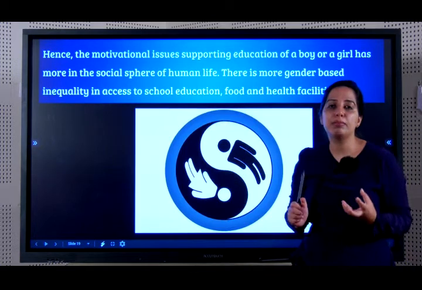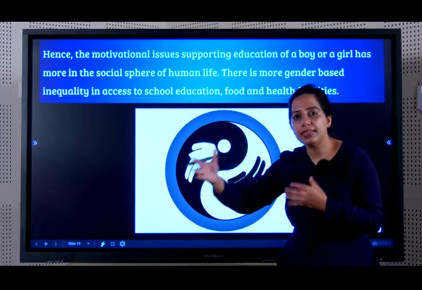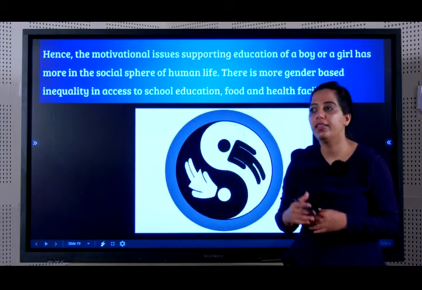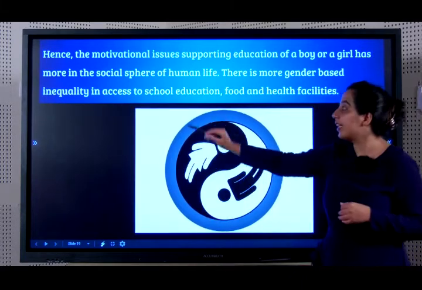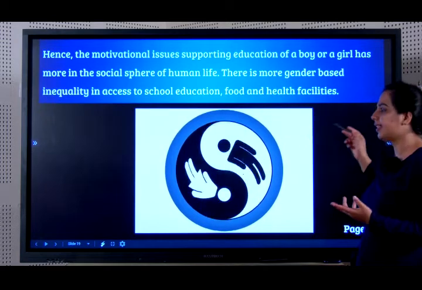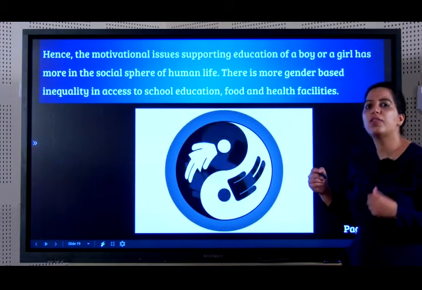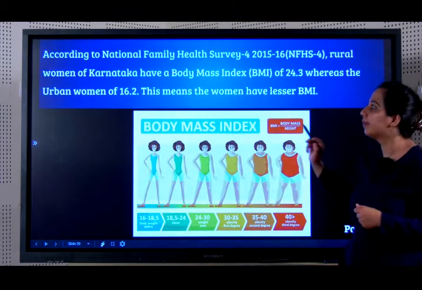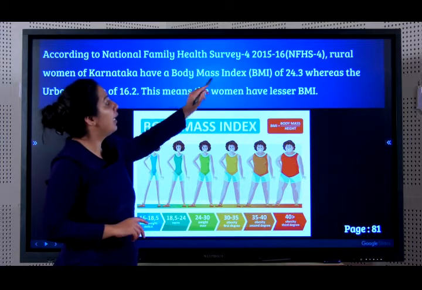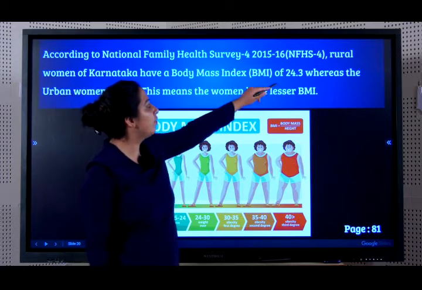The reason for this is that the way a boy is seen and the way a girl is seen in society is very different. So they get different access to school education, food and health. Let us see how. Is this just a sentence or do we have proof for it? Just look at it. There was a survey conducted, the National Family Health Survey in 2015-16.